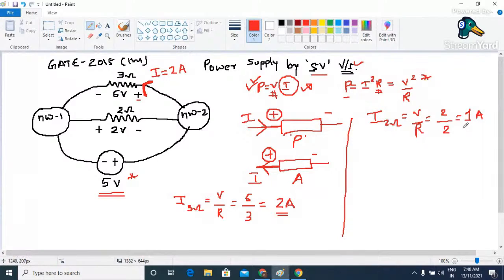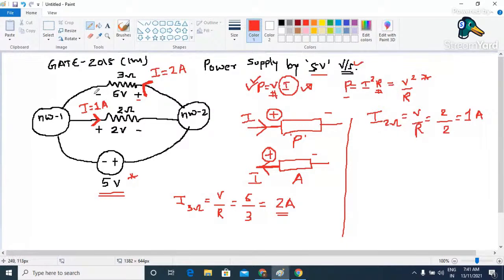Now let us try to discuss what will be the direction for this. Here, because it is a resistor, it is nothing but a passive element. And I told you that in case of passive, current is always entering through positive terminal. So in this case, the current has to be in this direction. And what will be the magnitude of this current? It is going to be equal to what? 1 ampere. This is very important.